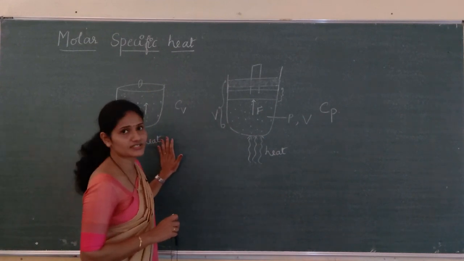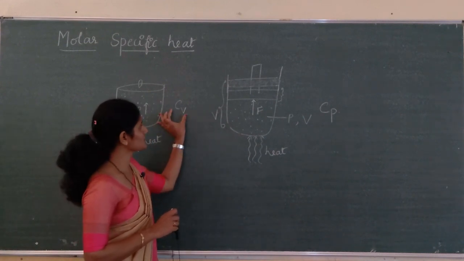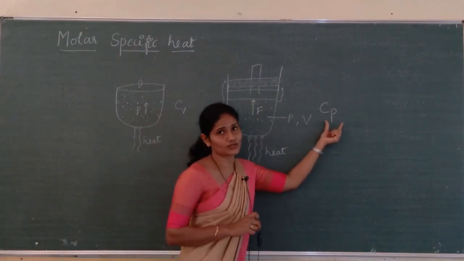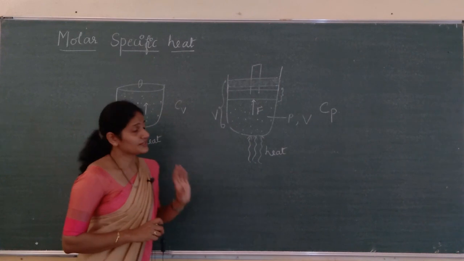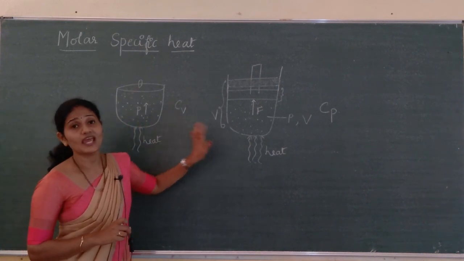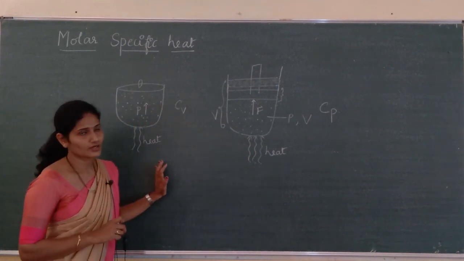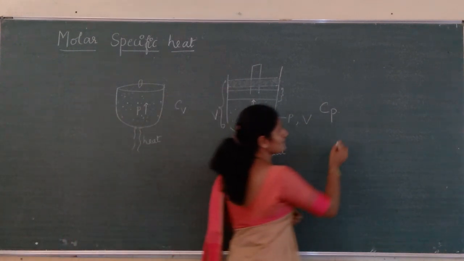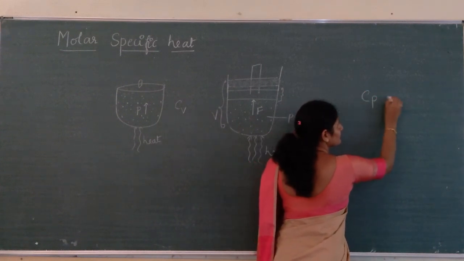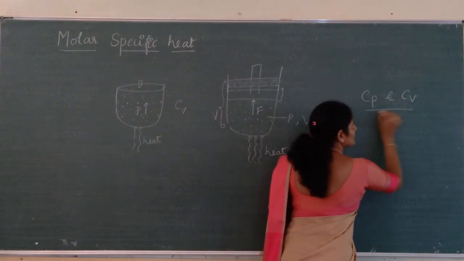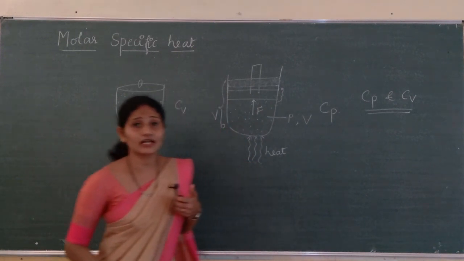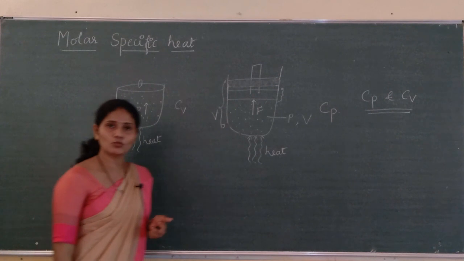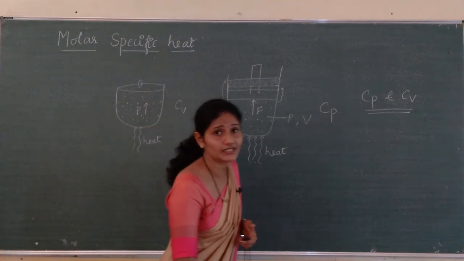So, this is the definition of molar specific heat capacity at constant volume and molar specific heat capacity at constant pressure. Now, there is a relation between this Cp and Cv. What is that relation? How are they related? We have to find out the relation between molar specific heat capacity at constant volume and molar specific heat capacity at constant pressure.